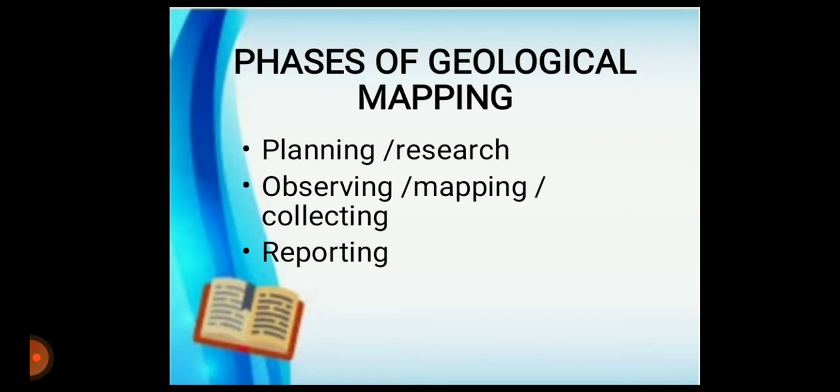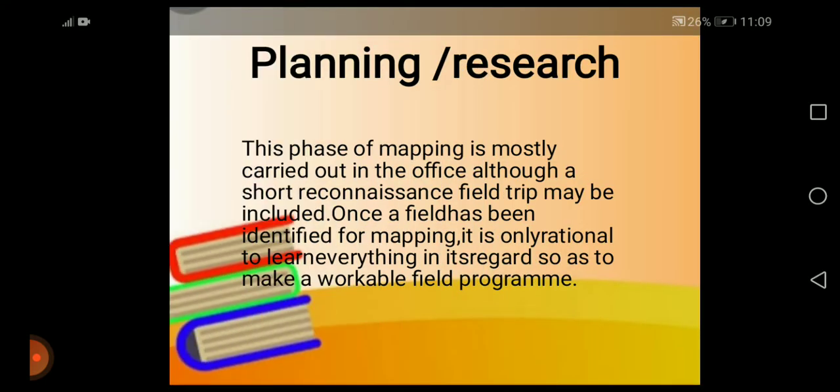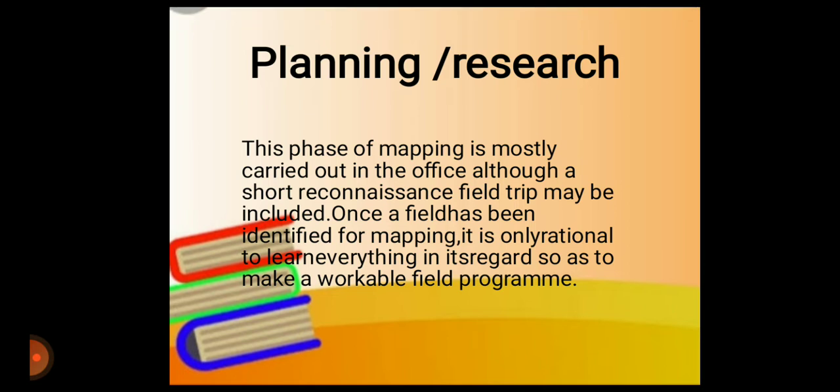Phases of geological mapping. Planning and research. This phase of mapping is mostly carried out in the office, although a short reconnaissance field trip may be included. Once a field has been identified for mapping, it is only rational to learn everything in regard to it, so as to make a workable field program.